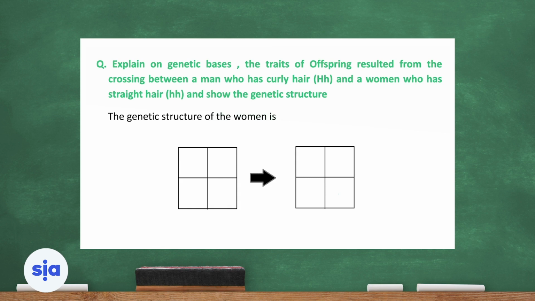Again, my advice to you is to form this table. Distribute the genes: capital H, small h, small h, small h. So this is the curly hair and this is the straight hair. And then combine them together. So the capital H with the small h, the capital H with the small h, the small h with the small h, the small h with the small h. So half of the generation will have curly hair and half of the generation will have straight hair, 50 to 50%.